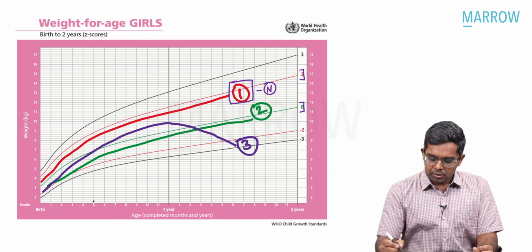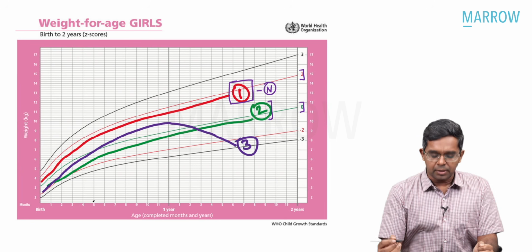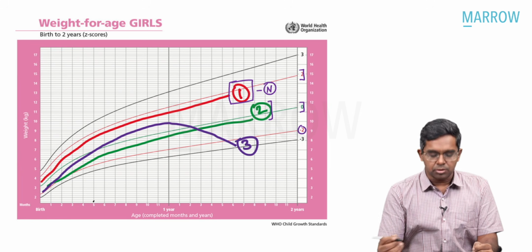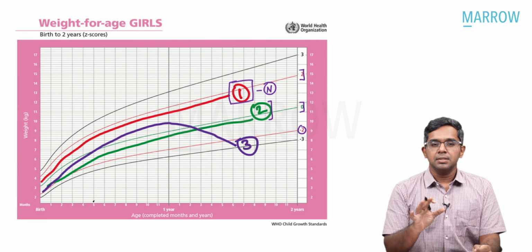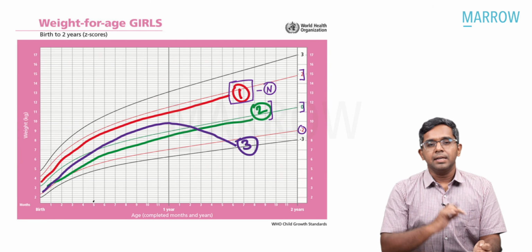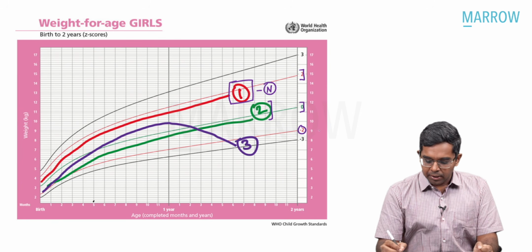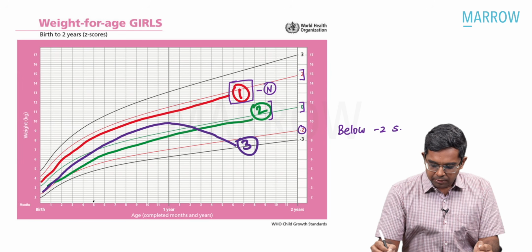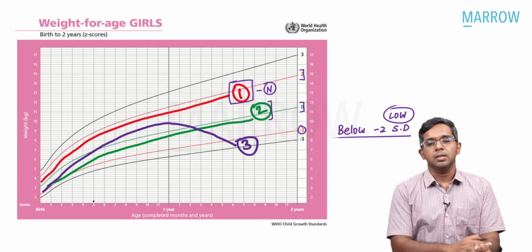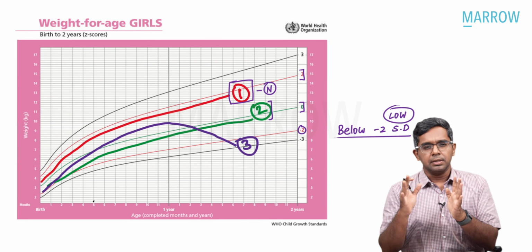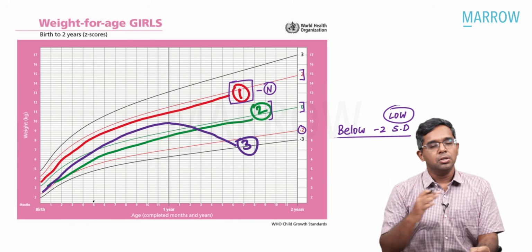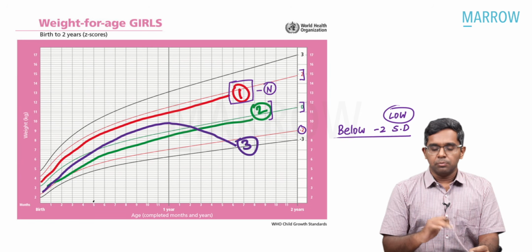Now we move on to curve number 2, the green colored one. Here you can see the trajectory is between 0 and minus 2. Now you have to tell whether it is normal or abnormal. This is again considered to be normal only, because only a value below minus 2 standard deviation is considered to be a low or abnormal value. The curve number 2 clearly tells you the trajectory is between 0 and minus 2 standard deviation. So it's going to be a normal one only.